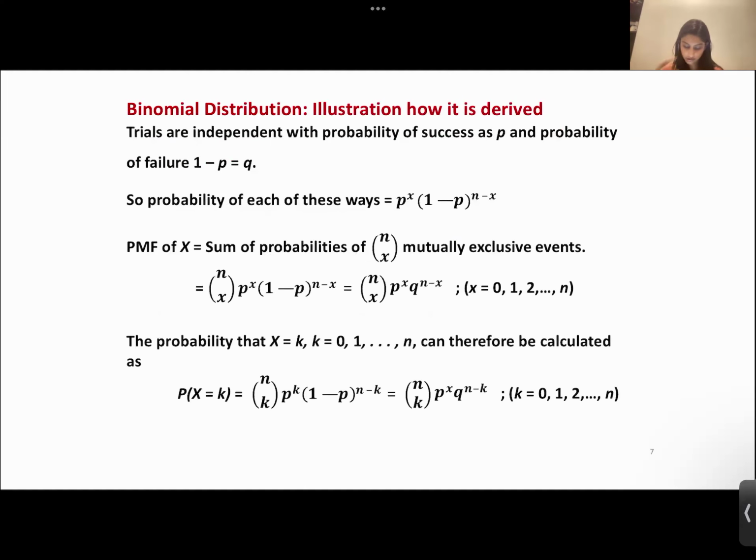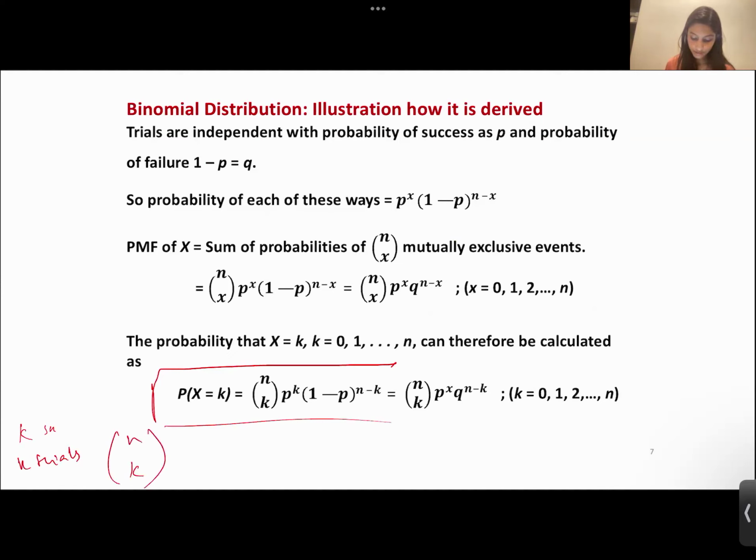And to represent it mathematically, this would be the formula. K is your number of successes, or whatever outcome you're interested in, and N is the total number of trials. So you choose K out of N: N choose K, times the probability of success P to the power K, and the failures: the probability of failure is 1 minus P, and the number of failures would be N minus K.